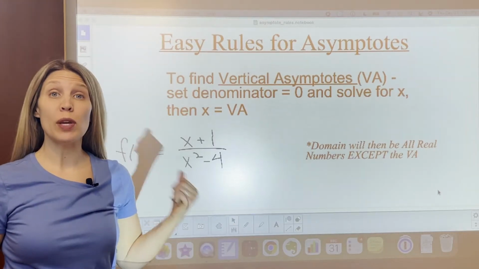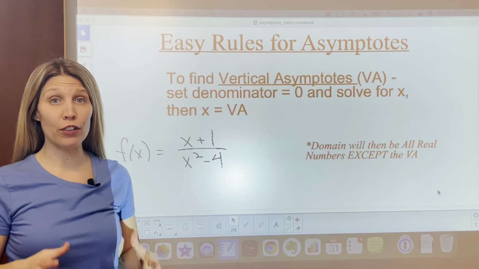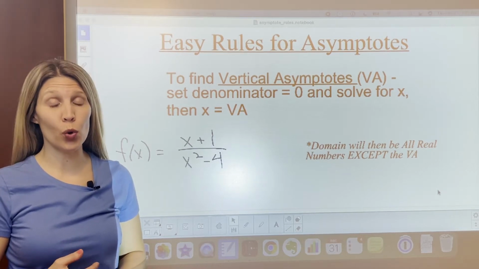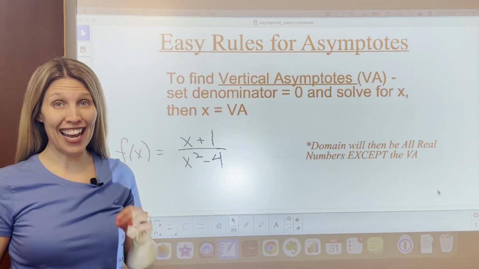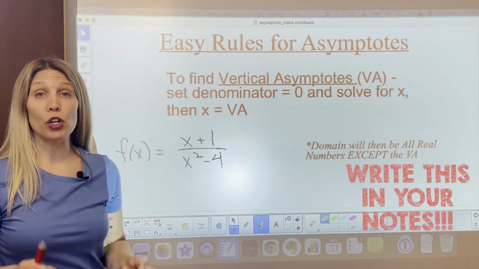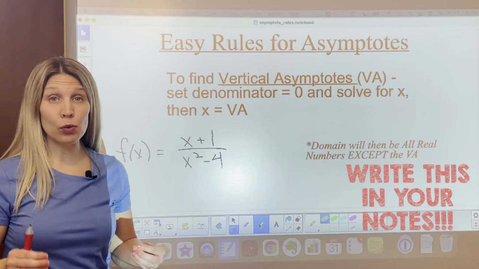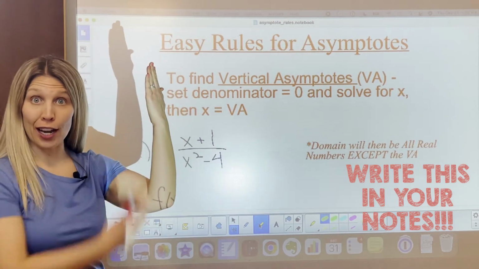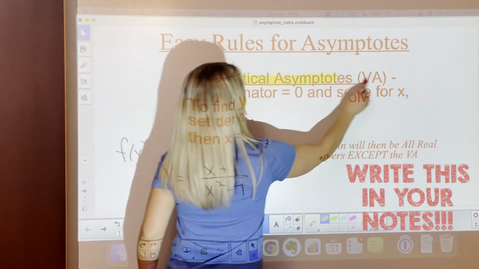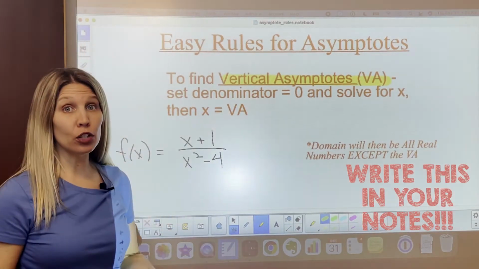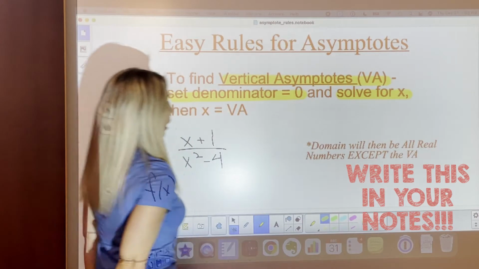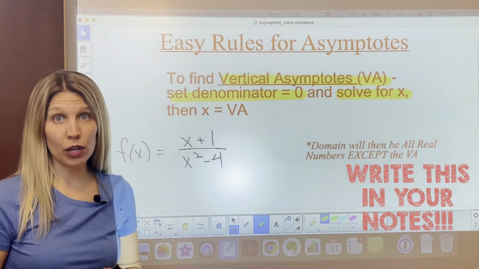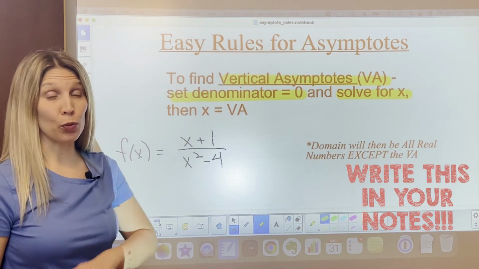Graphing can be difficult, so here are some easy rules to figure out your vertical asymptote and your horizontal asymptote. Please make sure you get this down in your notes ASAP. So your vertical asymptotes are your x values because your x equals lines run vertically up and down. For these, all you need to do is set the denominator equal to 0 and solve for x. That x value you get will be your vertical asymptote, so it's super easy.